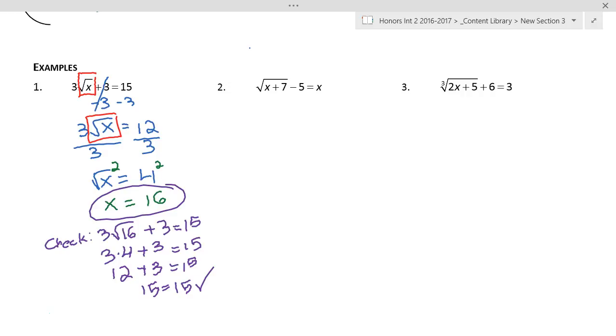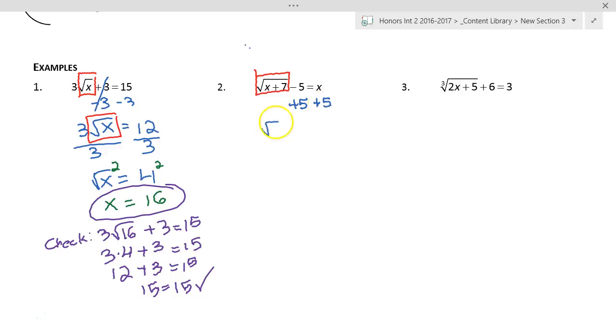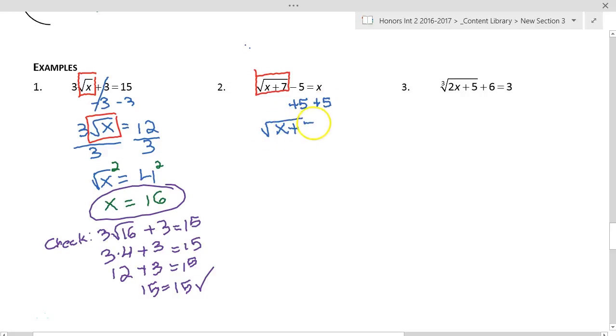All right, looking at number 2. Now, x plus 7 is what's under my root. It's the square root of x plus 7. So I'm getting that whole thing by itself. I'm going to start by adding 5. So I have the square root of x plus 7 equals x plus 5.